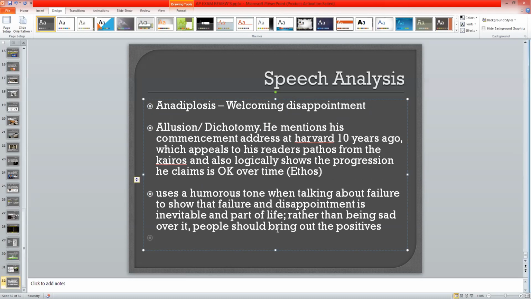Yeah, absolutely. And it goes a lot with anadiplosis that RJ mentions here, where the tone is the sense of welcoming disappointment, because that's how you should be taking it. You shouldn't just be low on the situation altogether. Anyone else?